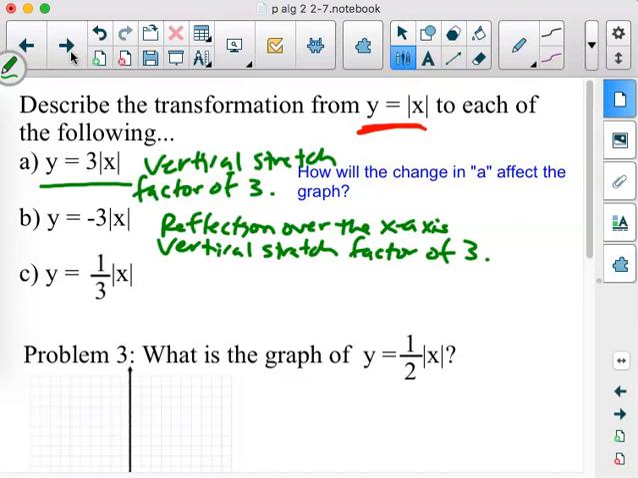All right, this one. Y equals 1/3 absolute value of x. So here's my rubber band. And now I'm going to multiply it by 1/3. Is that going to make it bigger or smaller? Multiply something by 1/3. 1/3 of this distance. Is it bigger or smaller? Smaller. This is a vertical compression.